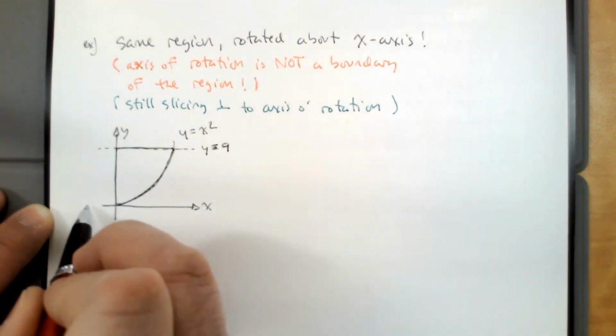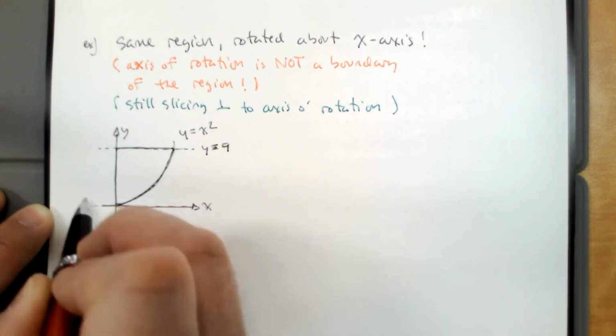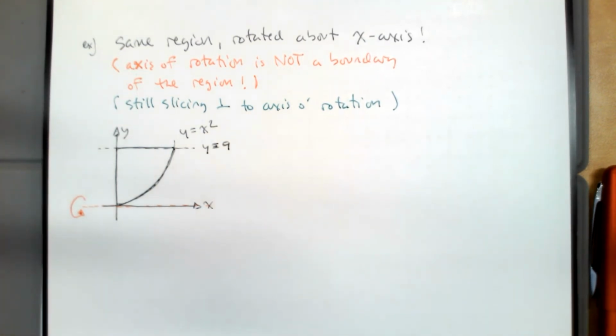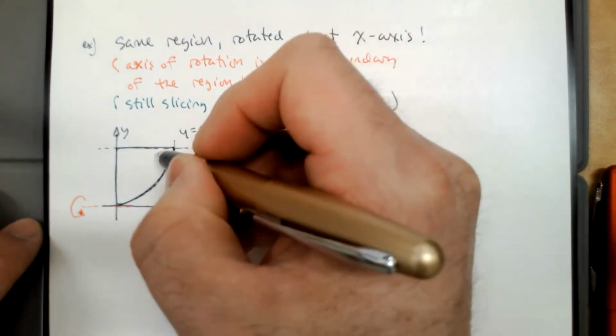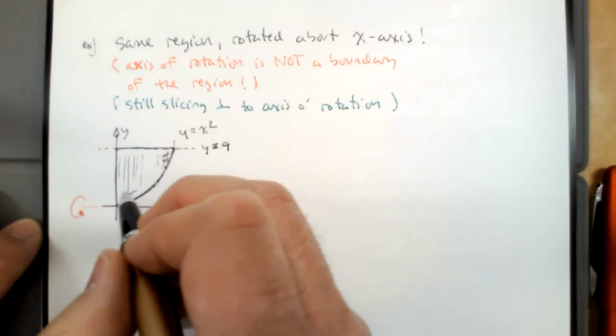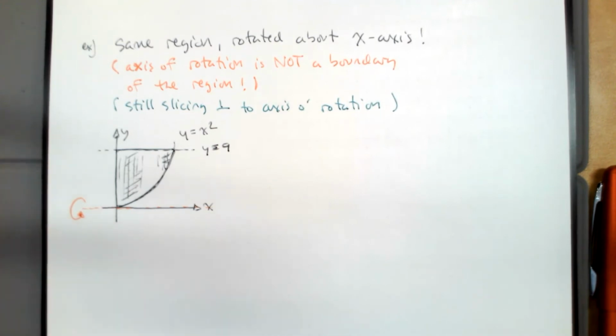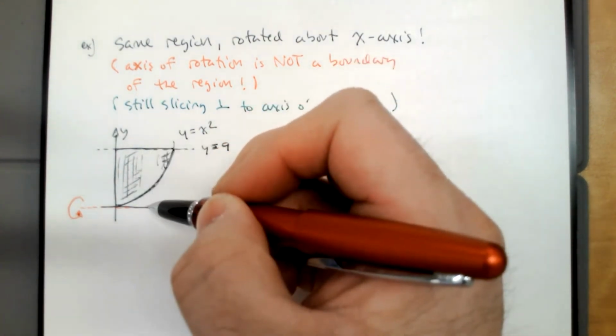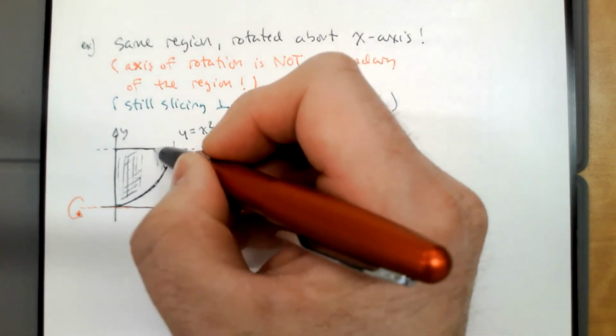So I've moved my axis of rotation down here to the x-axis. I'm still dealing with the same region. But now we notice the axis of rotation is not a boundary of the region. So when I draw a slice of this region perpendicular to the axis of rotation, it's not going to be connected to the axis of rotation.